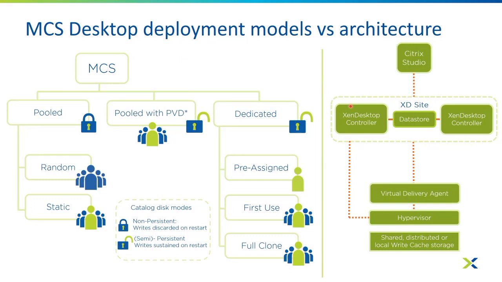I'm not going to go through all the differences between pooled desktops, dedicated, whatever. The assumption is you understand all that, but the differences between the architecture. On the right-hand side of the slide, the MCS architecture is very simplistic compared to Provisioning Services. We have the Citrix Studio piece, the Zen desktop site, so your desktop controllers, or desktop delivery controllers, to use the old words, the data store, and then your virtual delivery agent, hypervisor, and storage.